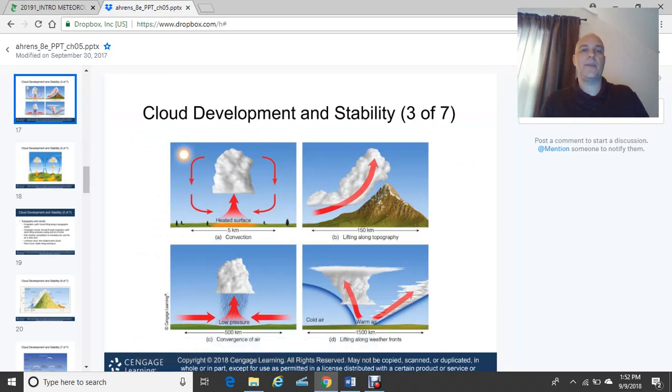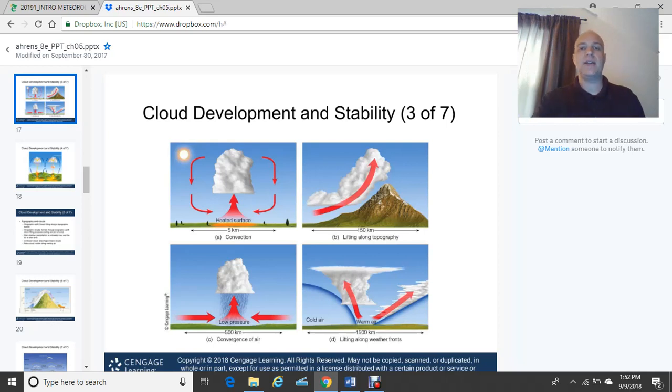Here are examples of how you have cloud development in association with stability. All right, as I mentioned in the upper left, this is an example of a heated surface. So you notice the air rises through the center up through the cloud on the upper left-hand diagram. And you notice how there's blue sky around the cloud itself. That is because you have sinking air around the cloud. So this is why sometimes you get that clear blue sky in between cumulus clouds. It's because there's air that's sinking in between those individual convective cells where the air is rising.